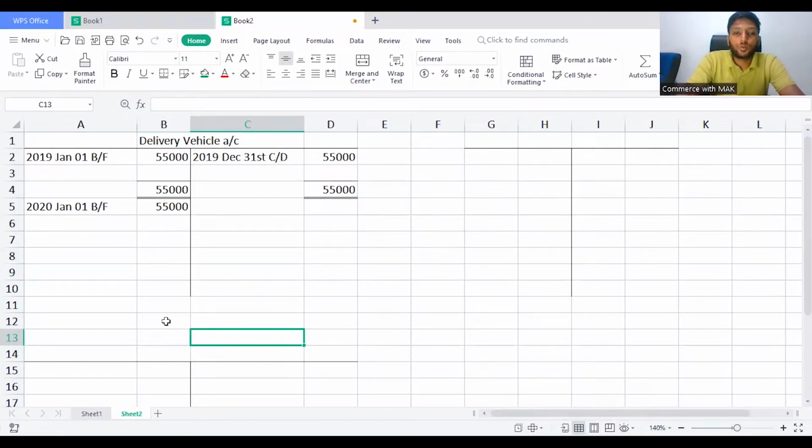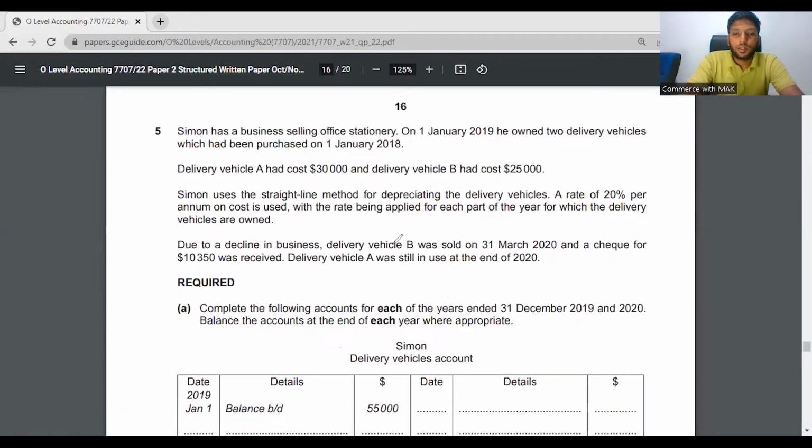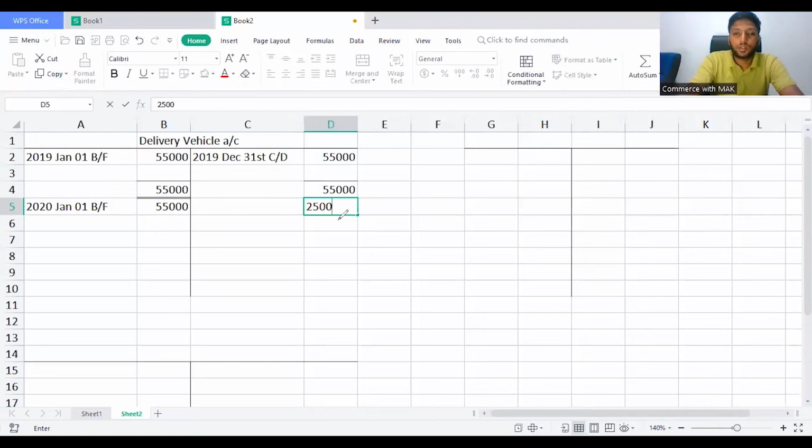So now I'm going to move on to the 2020 year, and they're disposing this asset. You can remember that they're selling it off in 2020 because they think that the business is declining, so they need to sell vehicle B. So they are getting a cheque of 10,350, but the cost is the amount we should reduce, not the amount that we are receiving. So actually the cost of the delivery B vehicle is 25,000.